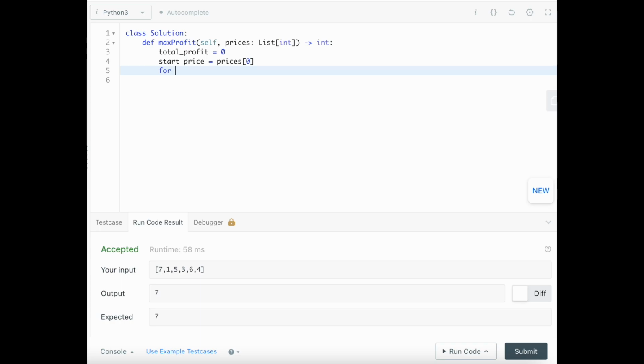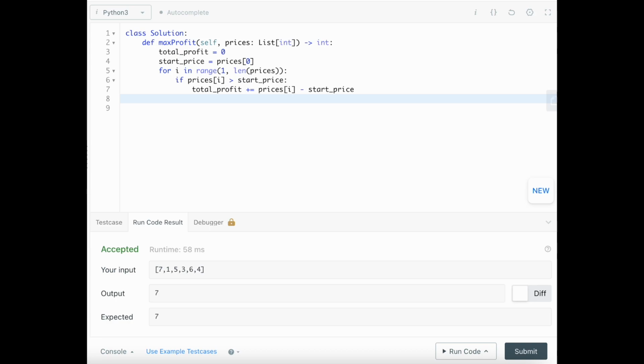And you are going to loop for the rest of the prices array, for i in range of 1 to length of prices. So if prices of i is greater than start price, in this case you are going to make a profit. So what are you going to do with this profit? You are going to add up this one to the total profit that you are going to make from these transactions. So total profit plus equal to prices of i minus start price.